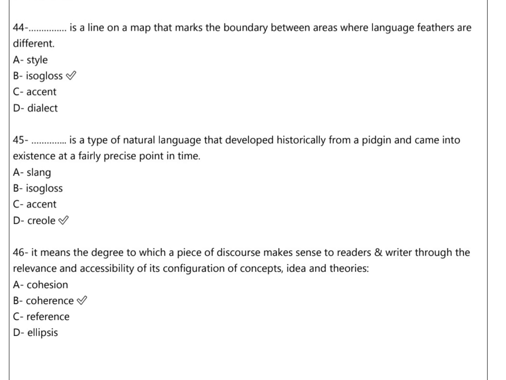46. It means the degree to which a piece of discourse makes sense to readers and writers through the relevance and accessibility of its configuration of concepts, ideas, and theories. A. Cohesion. B. Coherence. C. Reference. D. Ellipsis.